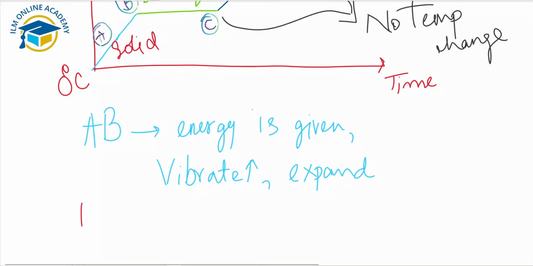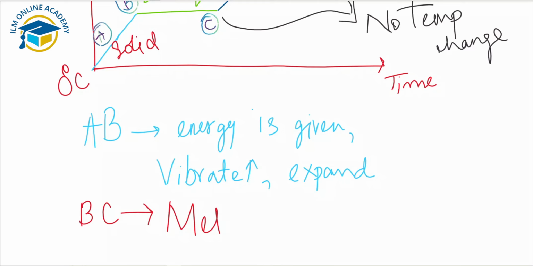This is what happens between A and B, and next we move towards the second one, which is from B to C. What happens here? Melting happens here. Heating a solid will cause the particles to vibrate more. As the temperature increases, the particles vibrate so that the solid expands until the structure breaks. This is when the solid melts. So in the B to C portion, the solid melts into a liquid.